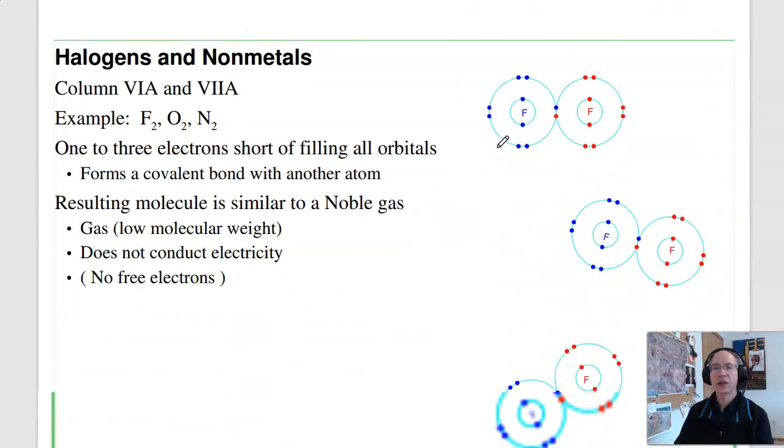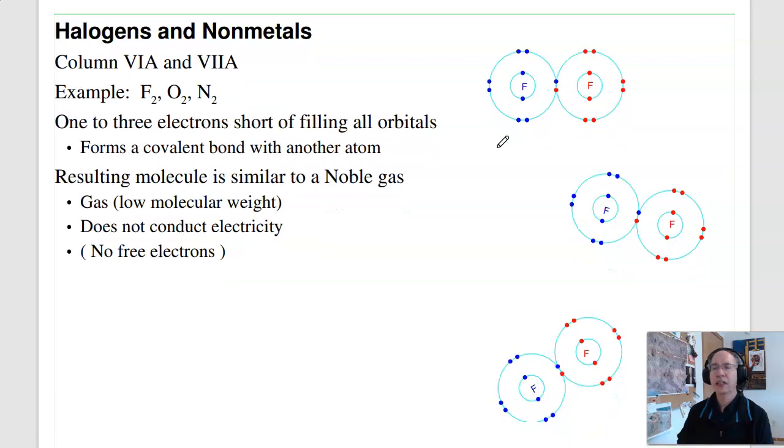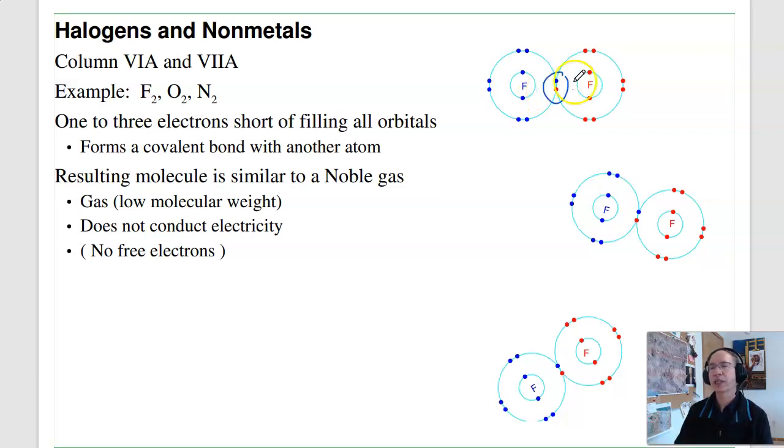If I go one to the left, I get things like fluorine. That's the halogens and nonmetals like oxygen or nitrogen. With these, each atom only has 7 electrons in the outer shell. So what they do is they form covalent bonds. They will share one of their electrons, making a diatomic molecule. The result is similar to a noble gas molecule.